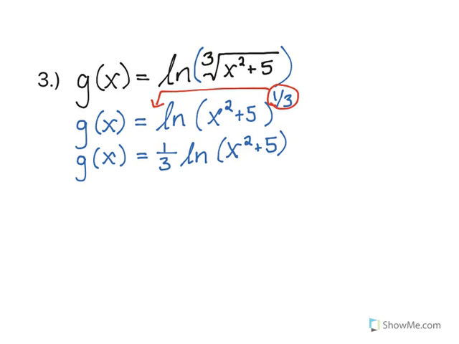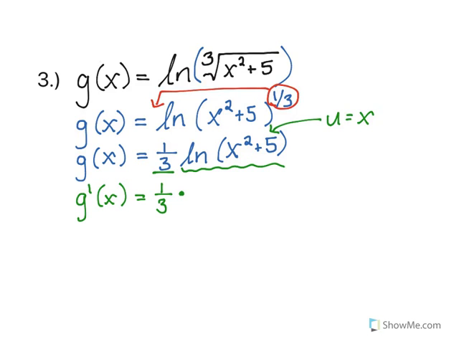So now I'm going to switch colors and we're going to start finding the derivative. So now the derivative of this, g prime of x, when you have a constant times a function, the constant stays, and then you multiply it by the derivative of the function. Now this is an inside-outside. This is a chain rule version of natural log. Keep in mind, this inside piece is our u. Our u is x squared plus 5 here, okay? So we're going to have 1 over the inside, 1 over u, times the derivative of u. The derivative of x squared plus 5 is 2x.